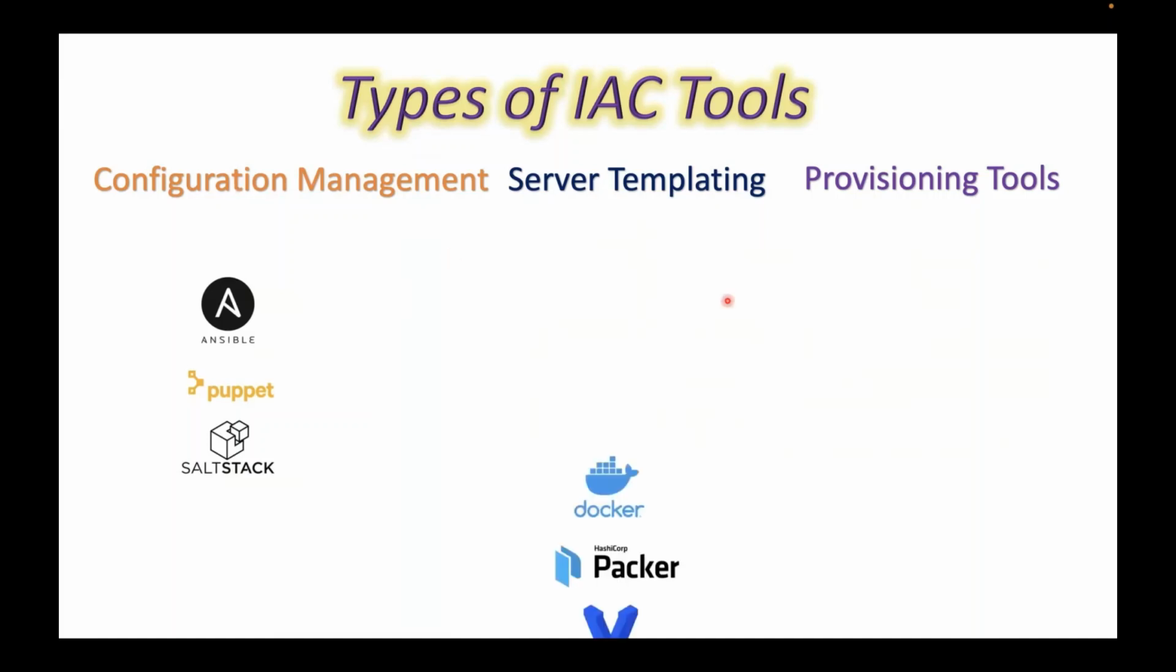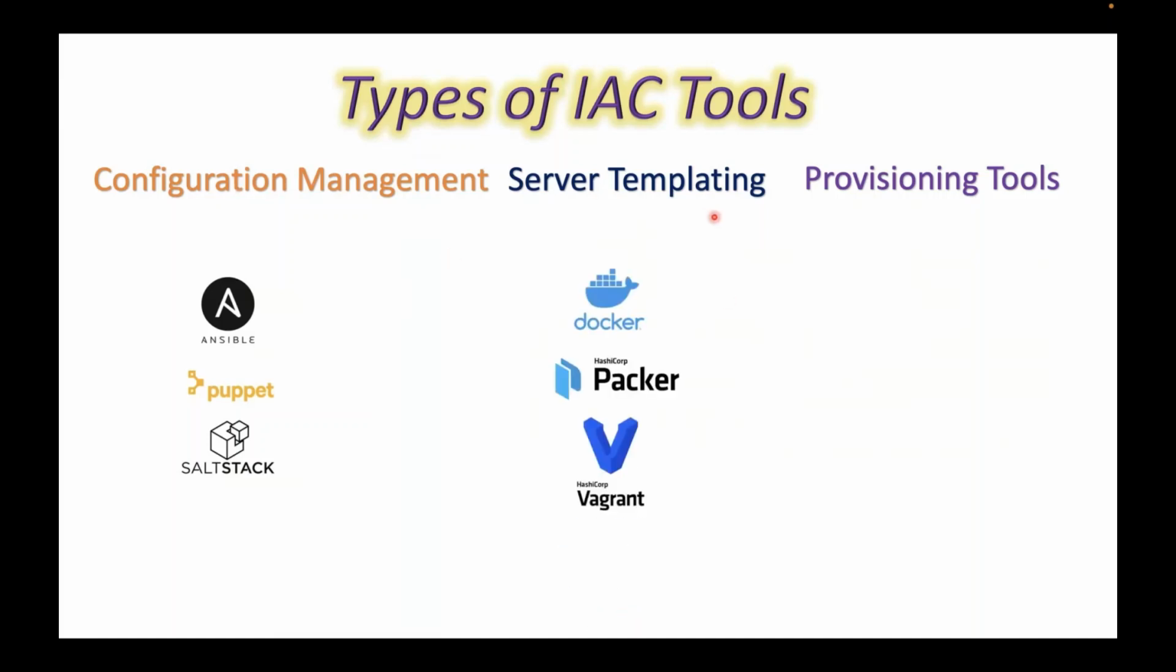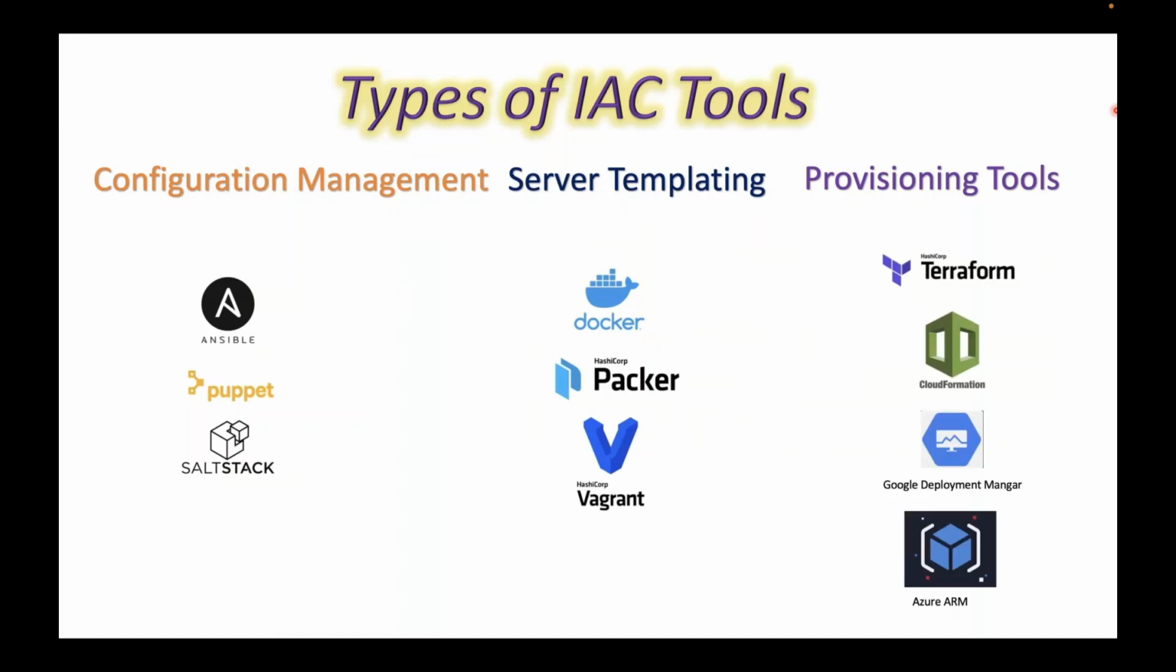If we talk about server templating, we have Docker, Packer, and Vagrant. And for the provisioning tools, we have Terraform, CloudFormation, Google Deployment Manager, and Azure ARM. CloudFormation is a product that comes from AWS, Google Deployment Manager is from GCP, and Azure ARM is from Azure. We will discuss them in detail.